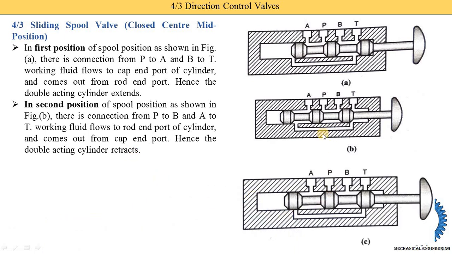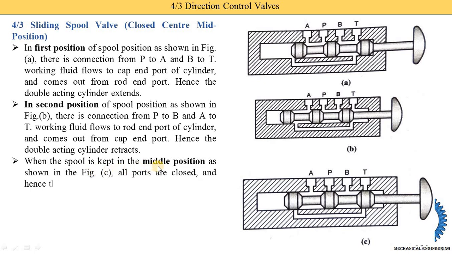Now here you see diagram C. This indicates the mid position. So here we discuss the closed center mid position. When the spool is kept in the middle position as shown in figure C, all the ports are closed. So here you see, suppose the oil coming from the pump enters the P port, but this oil is not supplied to any port, because this P port is closed. So oil is not supplied to the A port or the B port.